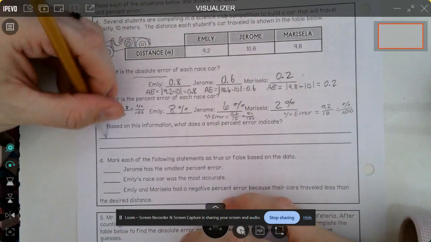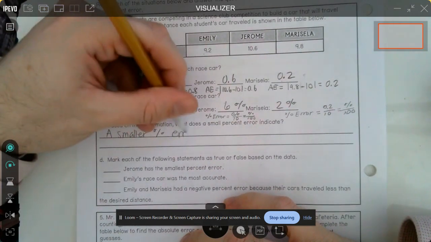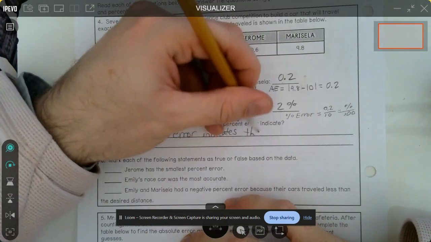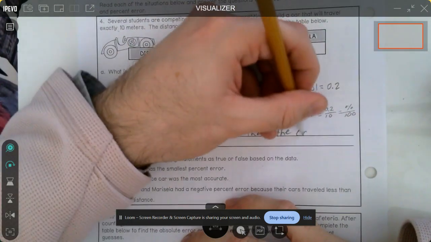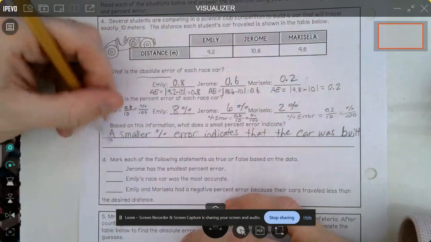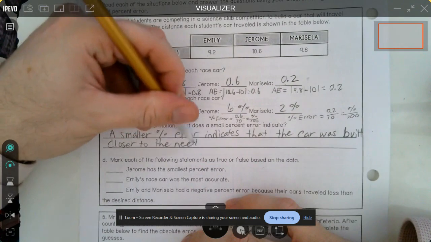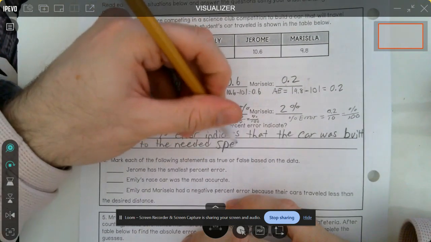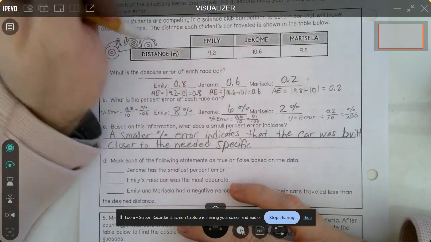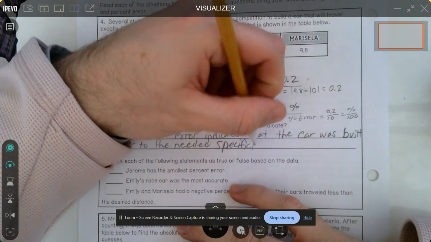Well, a smaller percent error indicates that the car was built closer to the needed specifications. So whatever Maricela did when she built her car, she did a great job so that car could travel as close to 10 as possible. Okay, that needed specifications.